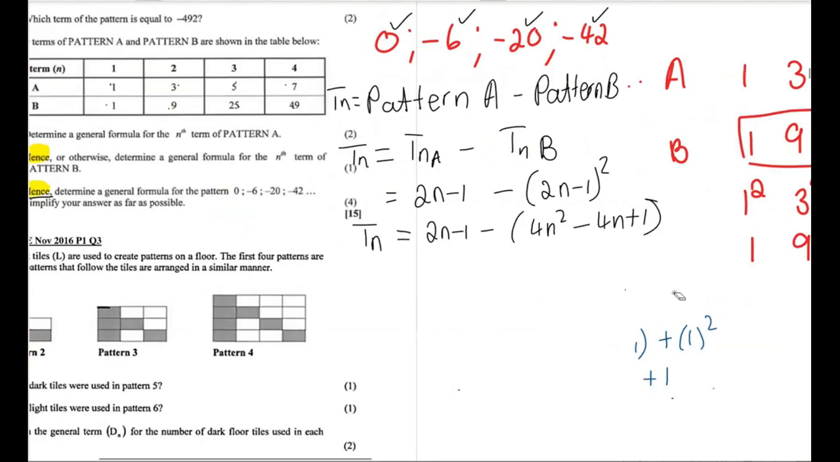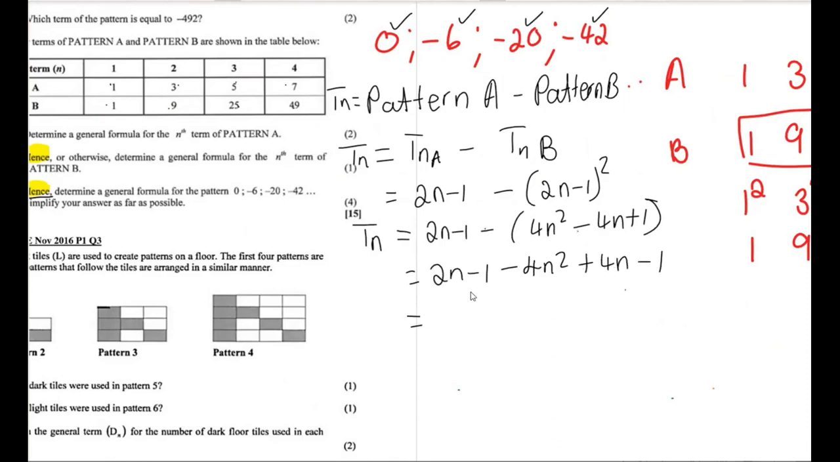Right. Then the examiner said, simplify your answer as far as possible. So let's simplify our answer. So what are we doing? We remove that bracket. Remember, when you have a minus, you introduce it inside to everybody. Minus minus 4n squared, minus minus 4n, minus 1. After this, we need to group our like terms. We can see 2n and 4n. If we add those two, what would that give me? That would be 2 plus 4, 6n.